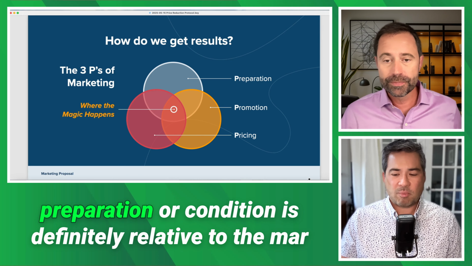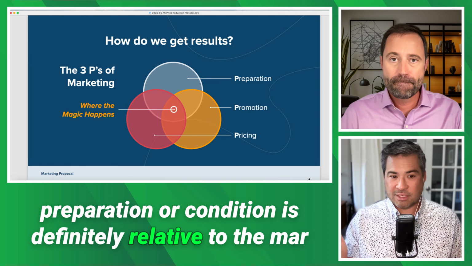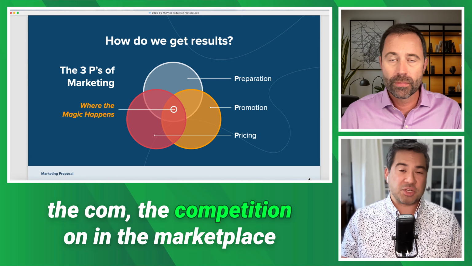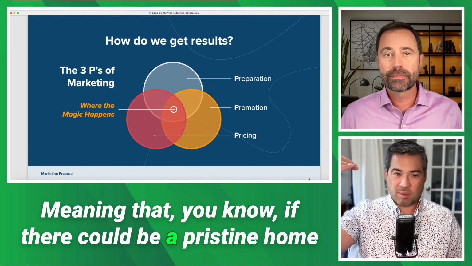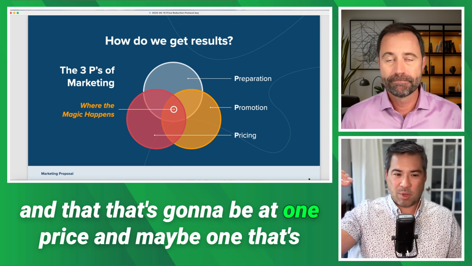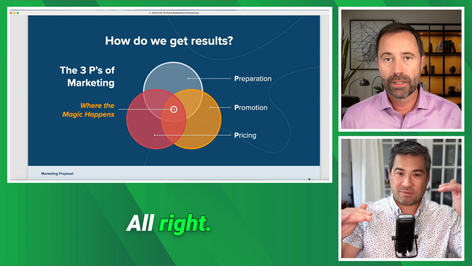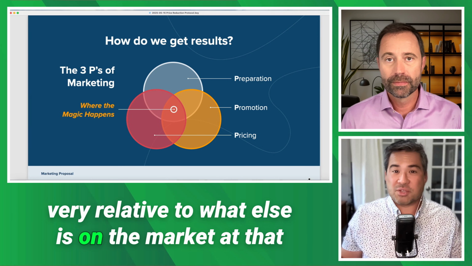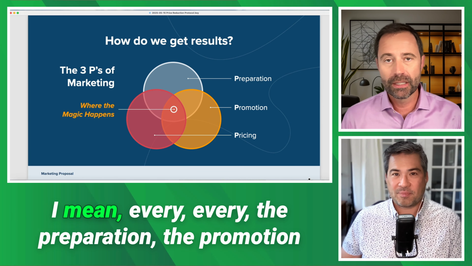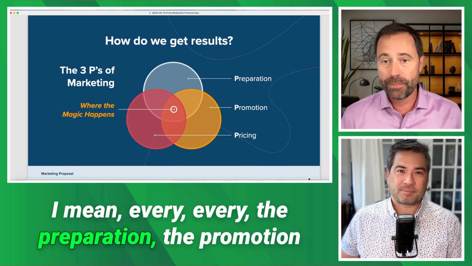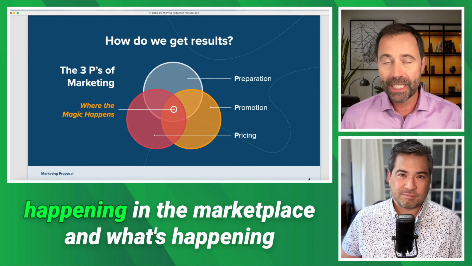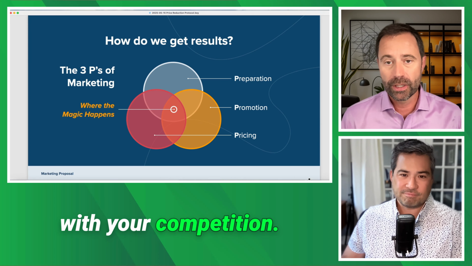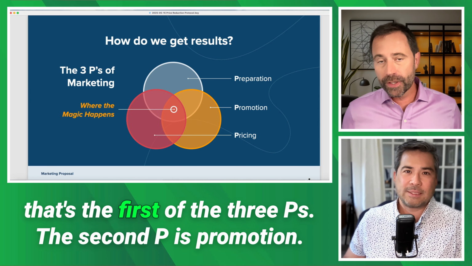Now that preparation or condition is definitely relative to the competition in the marketplace at any given time, right? Meaning that there could be a pristine home and that's going to be at one price and maybe one that's not. And so it's very relative to what else is on the market at that time. Yeah, absolutely. I mean, the preparation, the promotion, and pricing, every single one of these has to do with what's happening in the marketplace and what's happening with your competition.